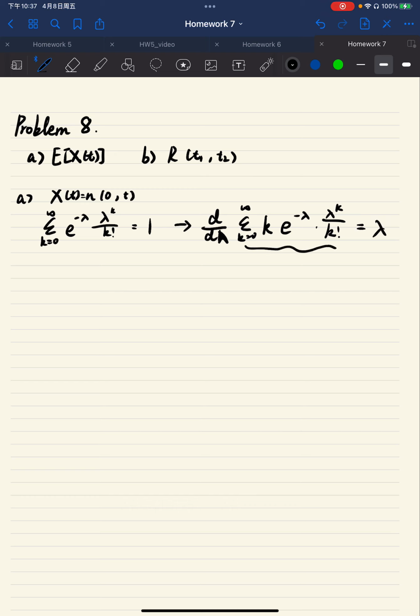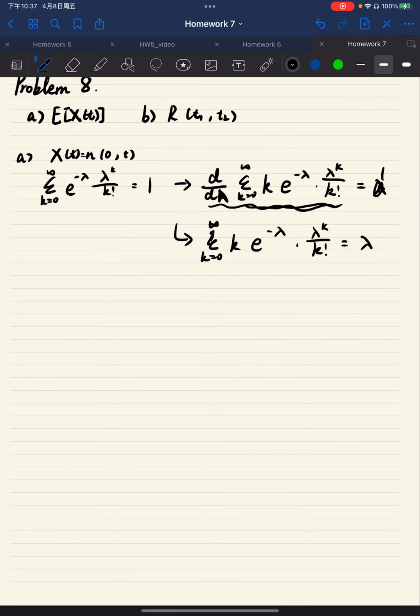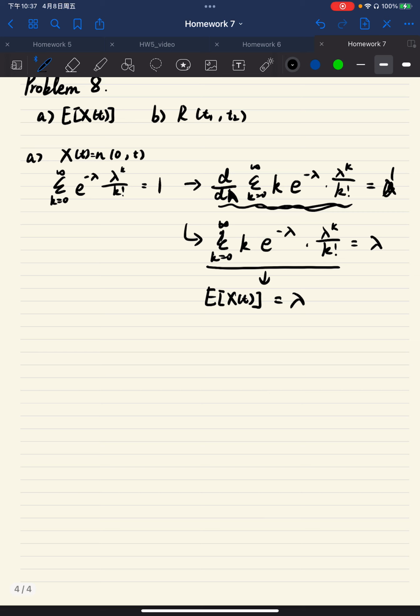And the derivative here is equal to 1. If we do not take the derivative, it is the summation from k equals 0 to infinity of k times e^(-lambda) lambda^k divided by k factorial, which equals lambda. So this part is the estimate of X(t), which equals lambda.